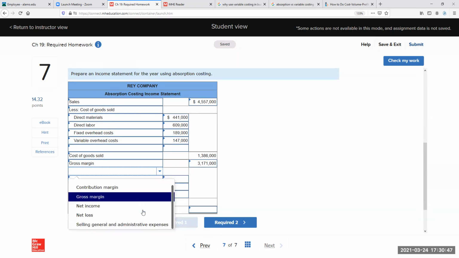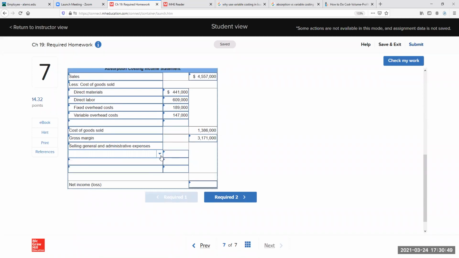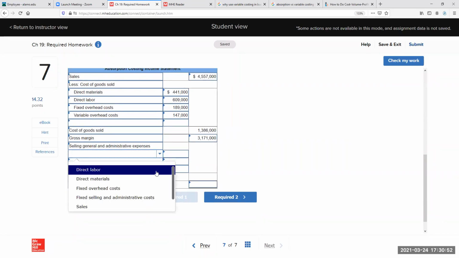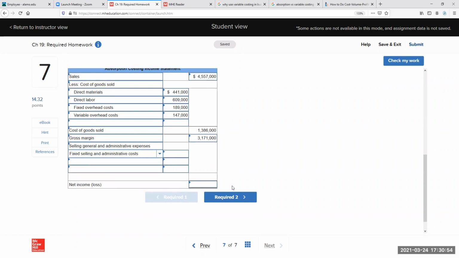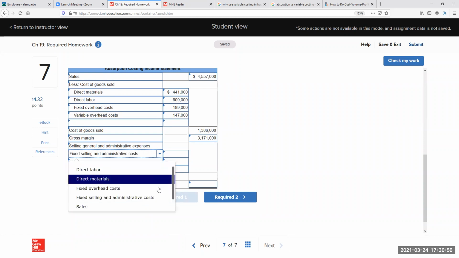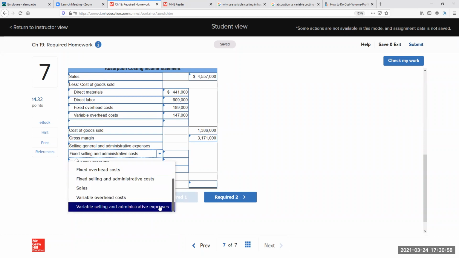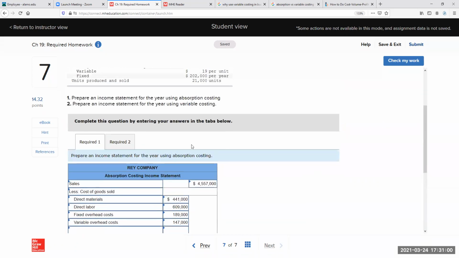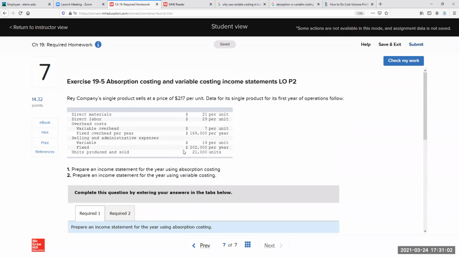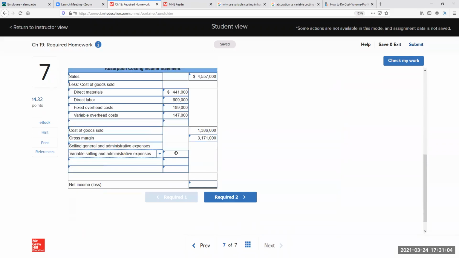And down here, you have general, selling, administrative. What else do you have? Fixed selling, administrative. And they have variable selling, administrative. There you go. So let's see what they have. Do they have fixed selling? So they have a fixed 202.